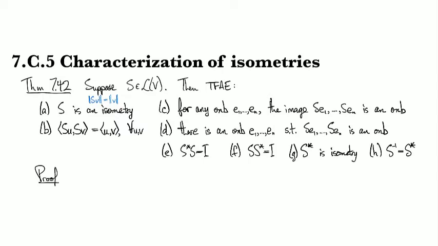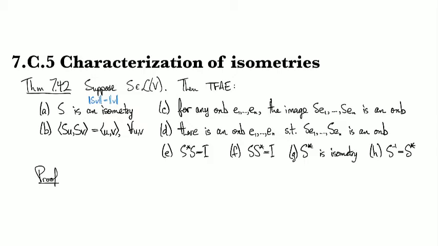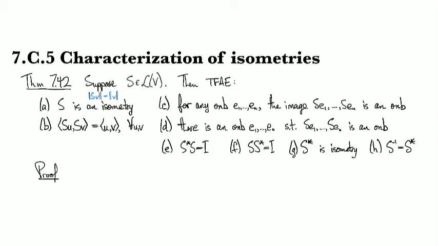And then we have a whole string of other conditions, namely that S adjoint S is the identity, or S S adjoint is the identity, both of which are versions of saying that the adjoint is the inverse. And then lastly, this condition that the adjoint is an isometry as well. So an operator is an isometry if and only if its adjoint is an isometry.